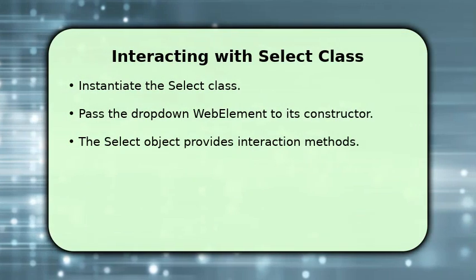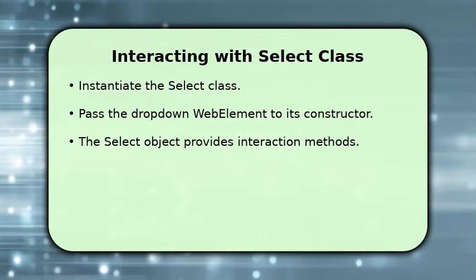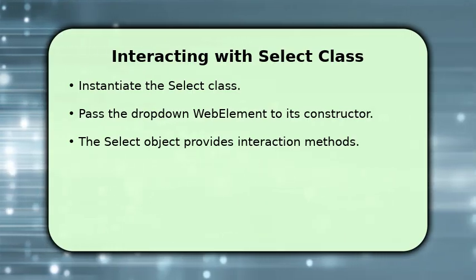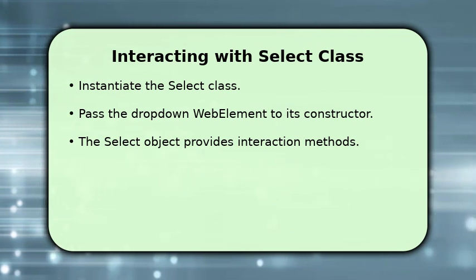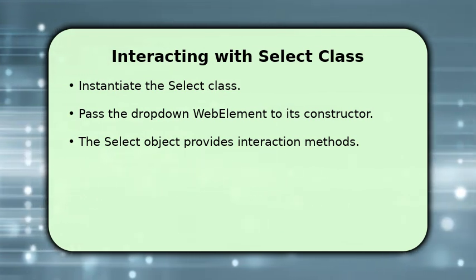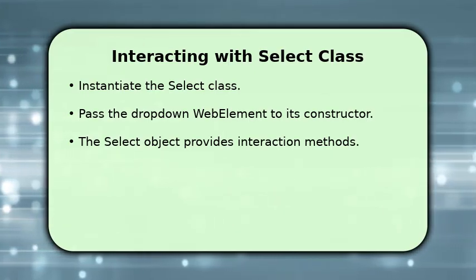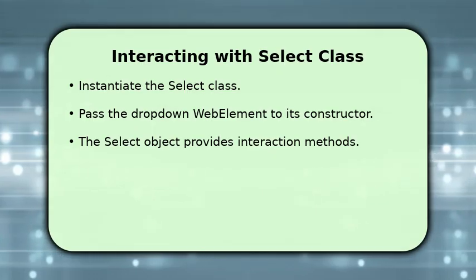With your dropdown WebElement located, the next step is to create an instance of the Select class. You simply pass your located web element into the Select class constructor. This new Select object then gives you access to several powerful methods designed specifically for dropdowns. These methods allow you to choose options based on their visible text, their index, or their value attribute.